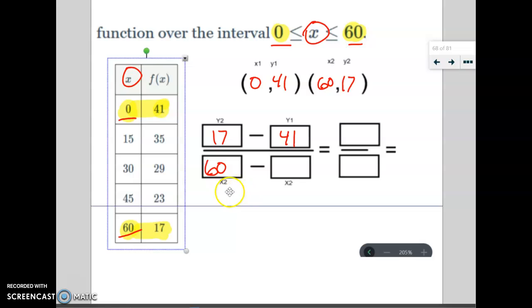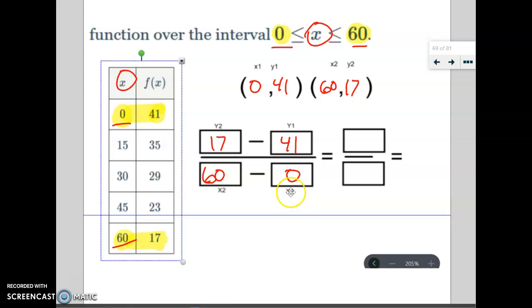Oh, this should say x2, this should say x1. But x1 here is 0. Little typo there. Alright, so now we'll go ahead and do the state change. And then do 17 plus a negative 41 is negative 24. And 60 plus, there's no such thing as a negative 0, but 60 plus 0 is going to be 60.